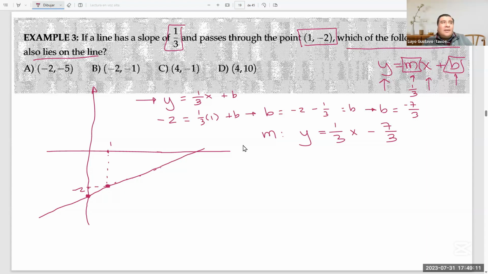You see, -2, -5. Instead of trying all the values here, you can do something clever. Take a look at the relative position of the line on the plane. Do you think this point belongs to the line? This point is in the 4th quadrant. You have another point in the 4th quadrant as well. One point is (4, -1). It's more or less in this quadrant. And then you have (4, 10). But this is in the 1st quadrant. Is it possible?